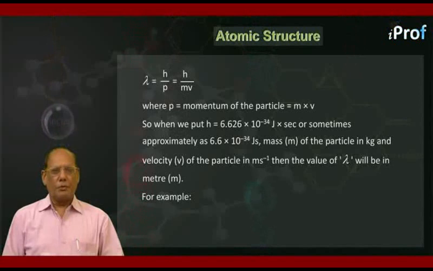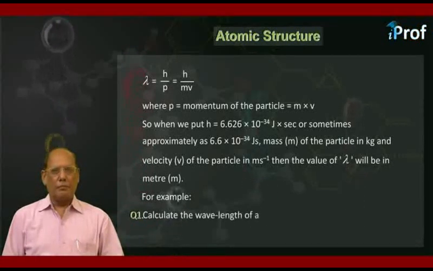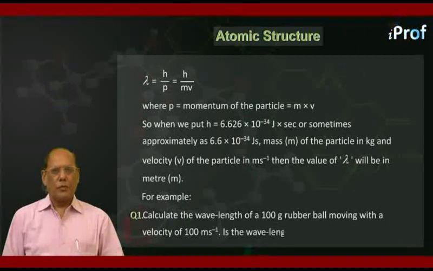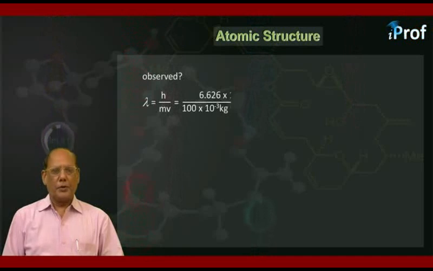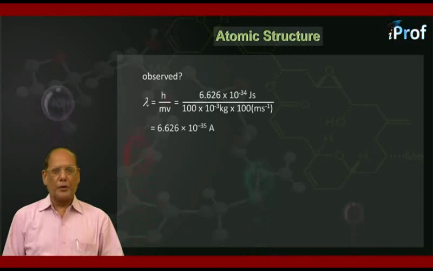For example, here is question number 1. Calculate the wavelength of a 100 gram rubber ball moving with a velocity of 100 meters per second. Is the wavelength of ball short enough to be observed? The solution is, since lambda is equal to h upon m into v, substituting the values we have 6.626 into 10 to the power minus 34 joule second divided by 100 into 10 to the power minus 3 kilogram into 100 meter second inverse. On solving this, it comes out to be 6.626 into 10 to the power minus 35 meters, or 6.626 into 10 to the power minus 26 nanometers.